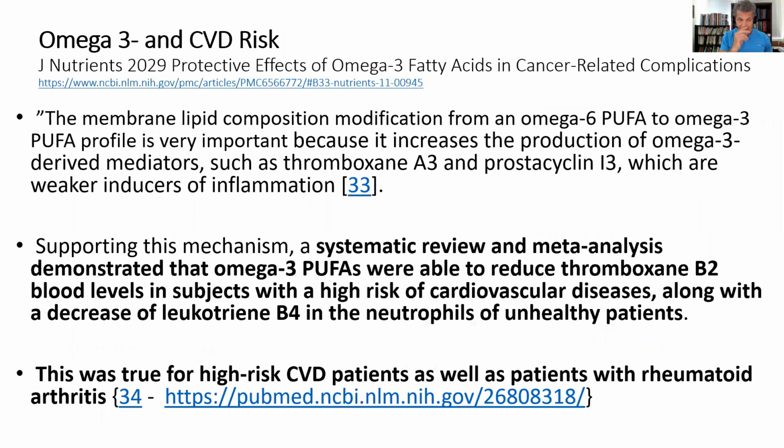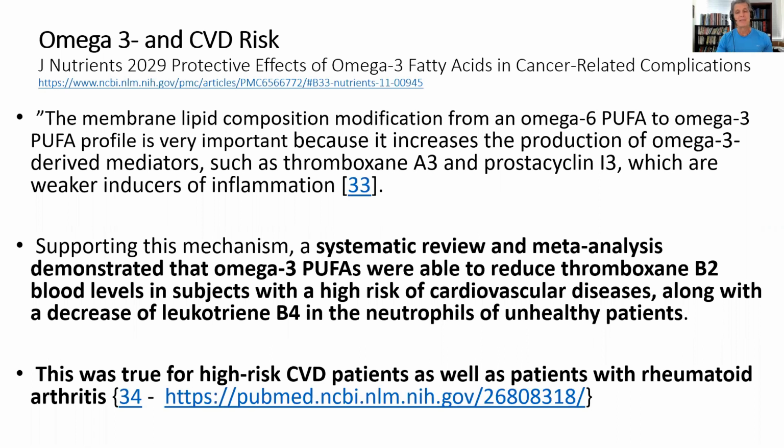So that should say the Journal of Nutrients in 2021. It's not 2020. The year 2029 is still down the road. This was a report that was published this month, actually, as I'm speaking to you, showing that omega-3 fats were able to reduce thromboxane B2. I'm not sure what year this was. If you click on that link, it'll tell you the year of this study. It may not have been this year, but it's very recent.